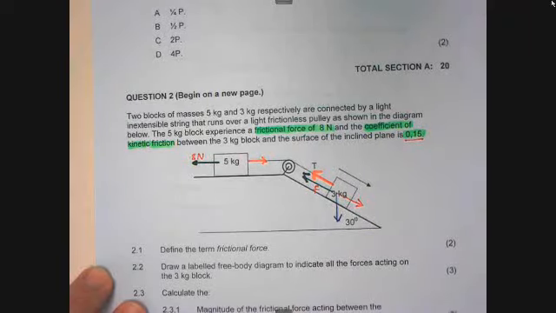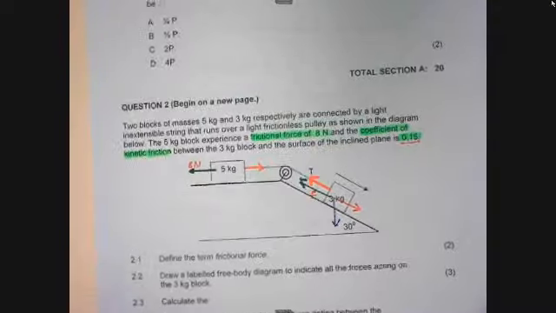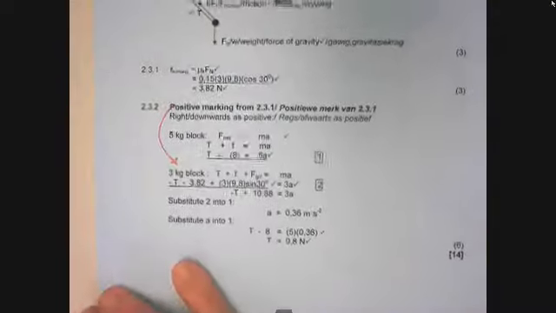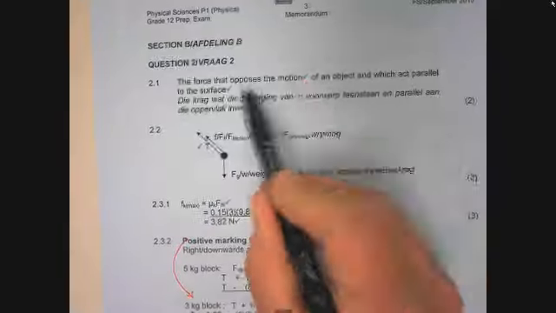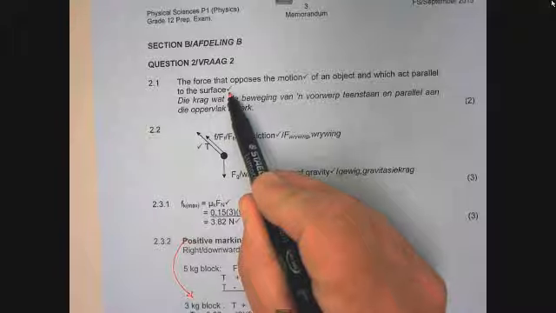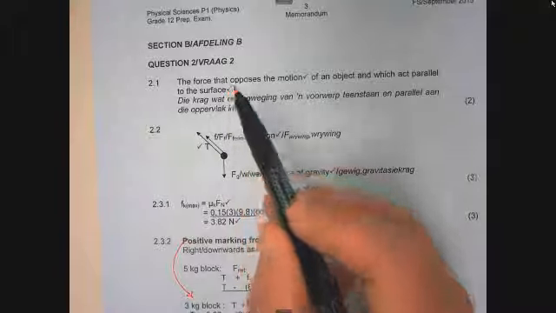First question, define the term frictional force. Frictional force is a force that opposes the motion. So 1 mark for the first part stating that it is a force that opposes motion, and then the second mark for the fact that it acts parallel to the surface. So 2 marks for that definition.